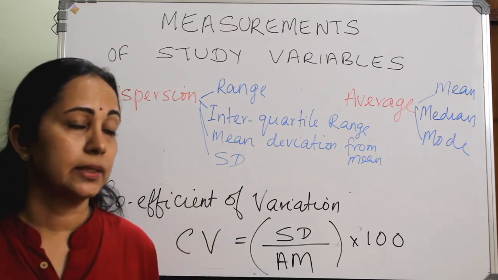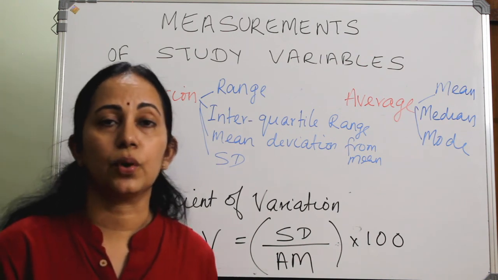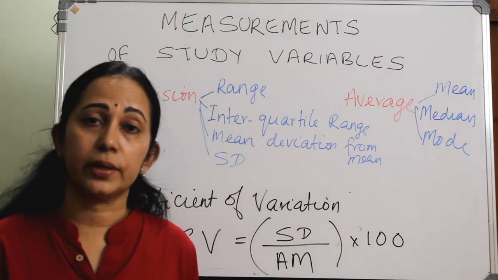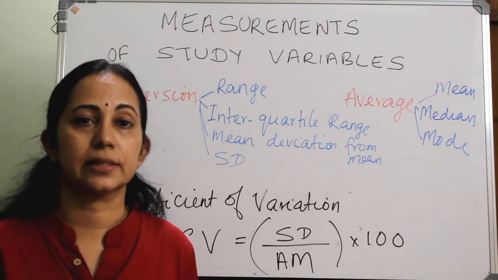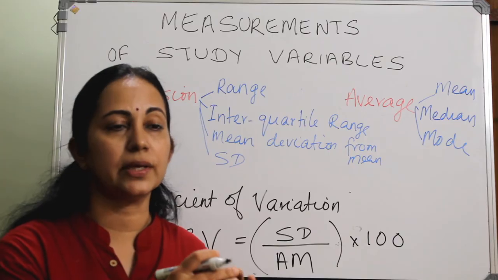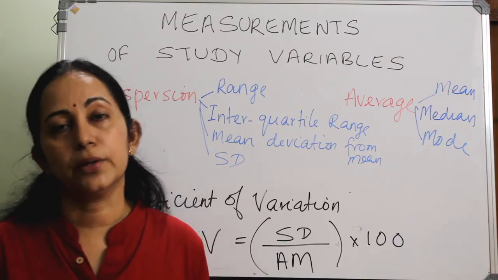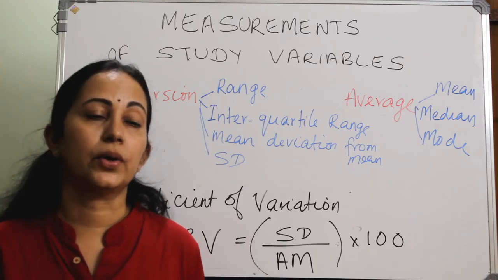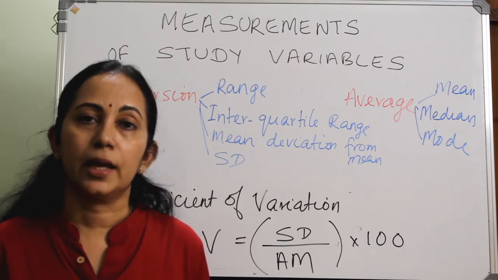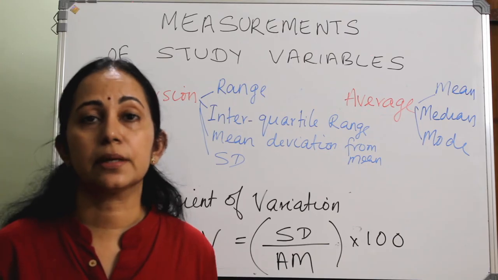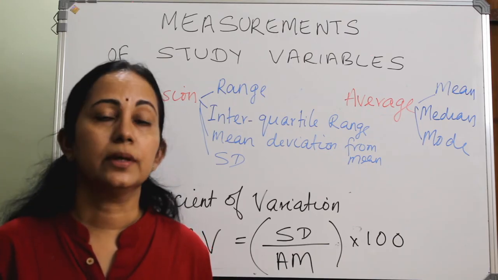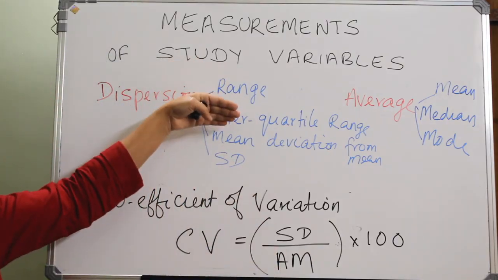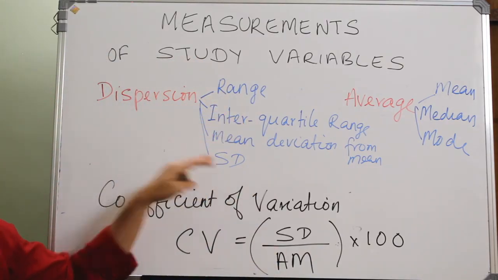To summarize, there are types of data. For qualitative, it is mainly nominal and ordinal, and for quantitative, it is mainly discrete and continuous variables. Discrete ones we can count, and continuous ones we can measure, such as height, weight, body mass index. Average measures are mainly the mean, median and mode. And for measures of dispersion, it is mainly range, interquartile range, mean deviation from mean and standard deviation.